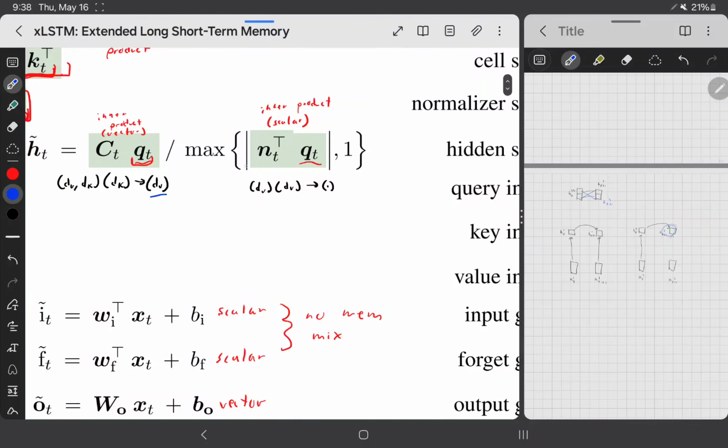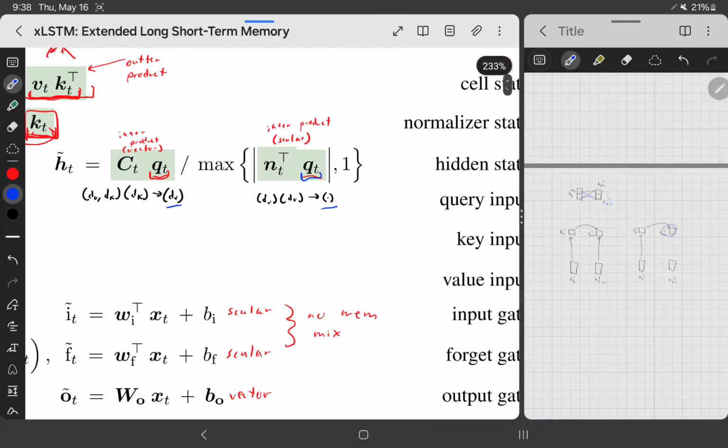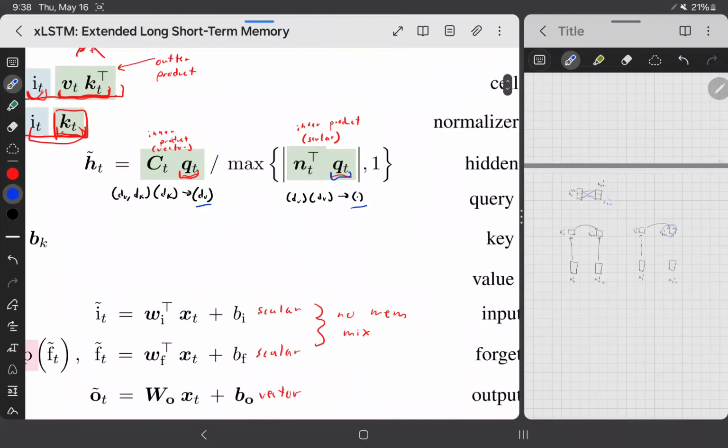The normalization, since this is a vector, you have to do an inner product with the queries. So this gives you a scalar, and this is your normalization. So your normalization is just with your queries.